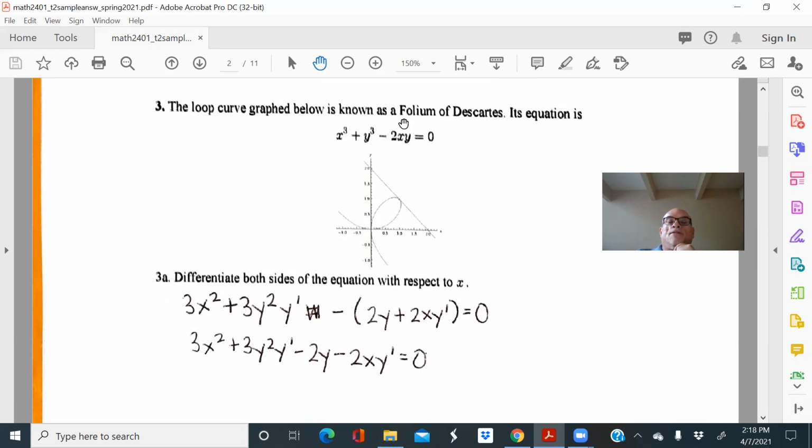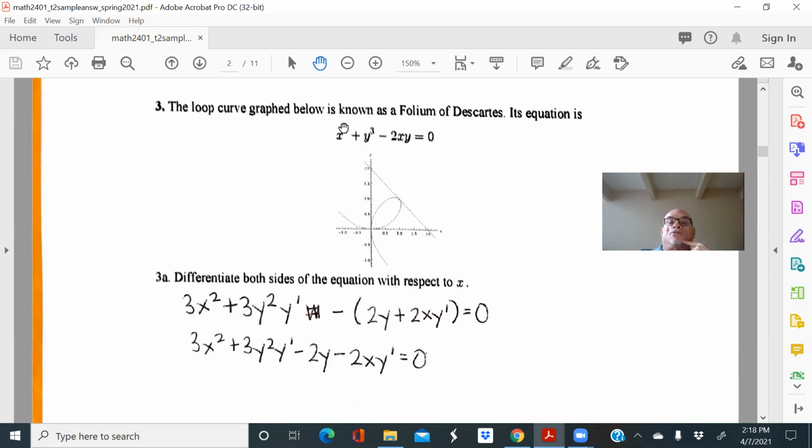All right, so the first thing we want to do here is find the implicit derivative that we can use to find the slope of this curve at different points. So we're going to go through the implicit differentiation process here. That's what we're practicing with.